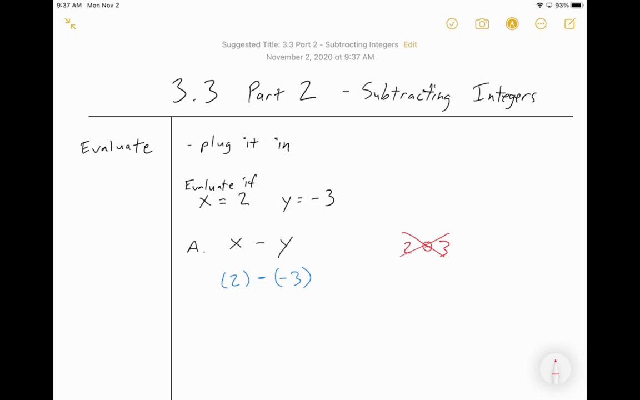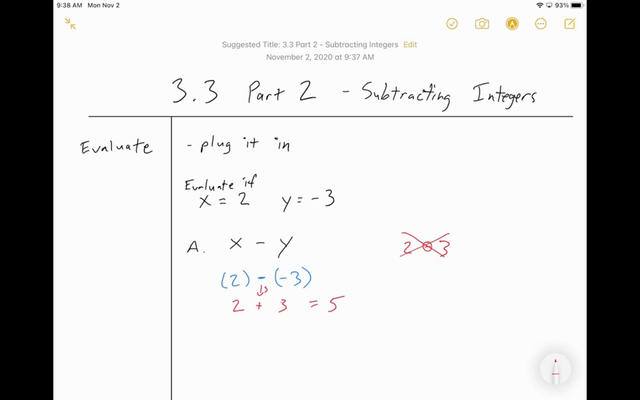Then you just solve. Then you just find the solution. You do the math. So 2 minus negative 3. Let's practice again with keep, switch, change. So 2, keep, switch, and change. Minus negative 3 becomes a positive 3. So the answer is 5. That makes sense? You're just plugging in the numbers.